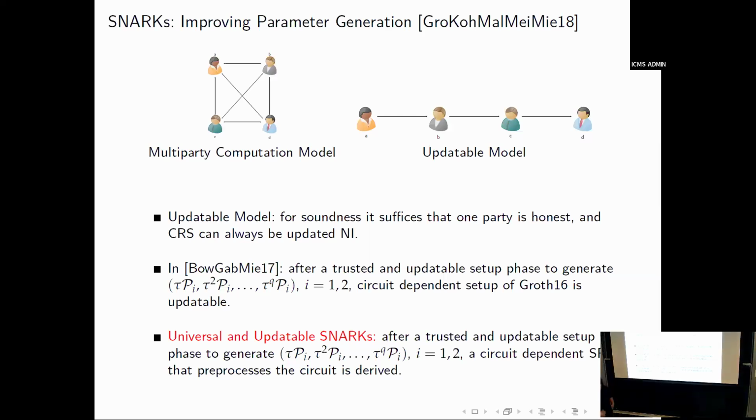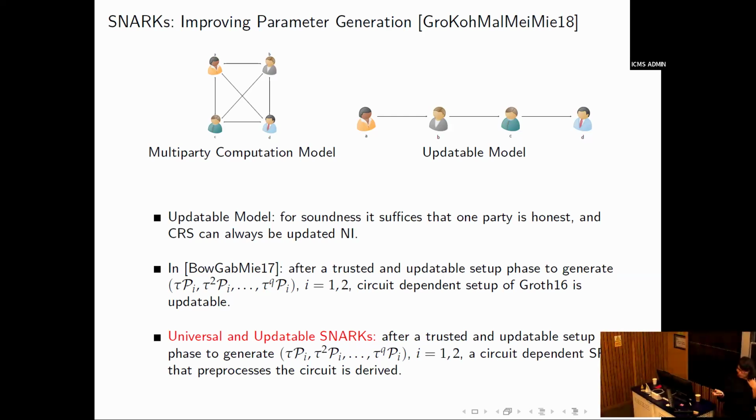Groth16 immediately received quite some attention because it was quite an improvement over the previous one. So people were implementing it, and they were also designing specific ceremonies on how to do this setup.